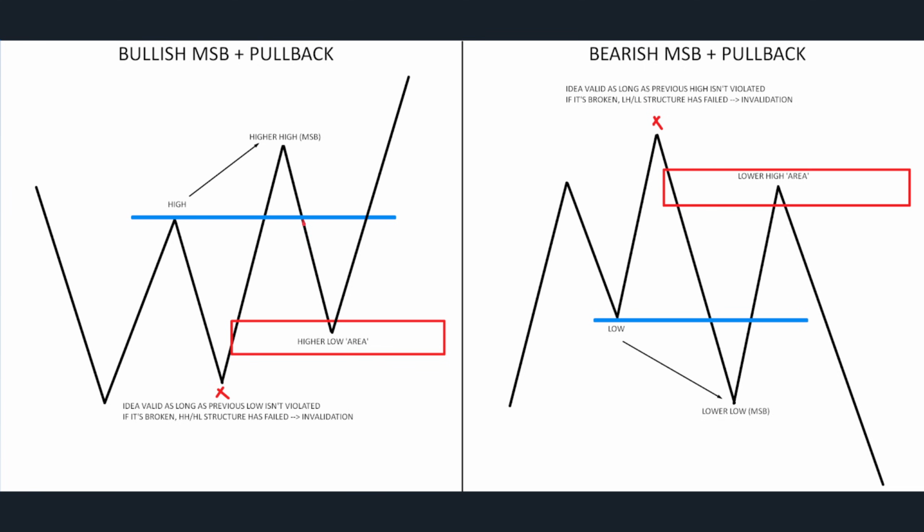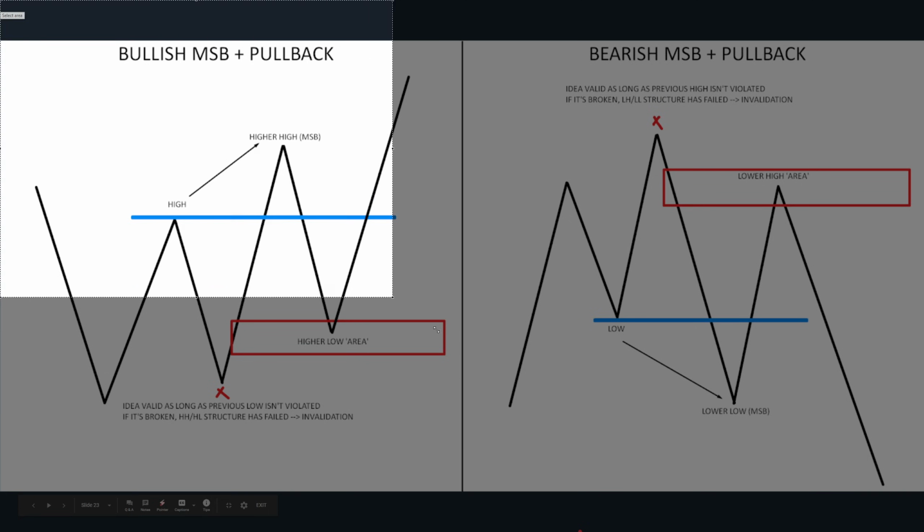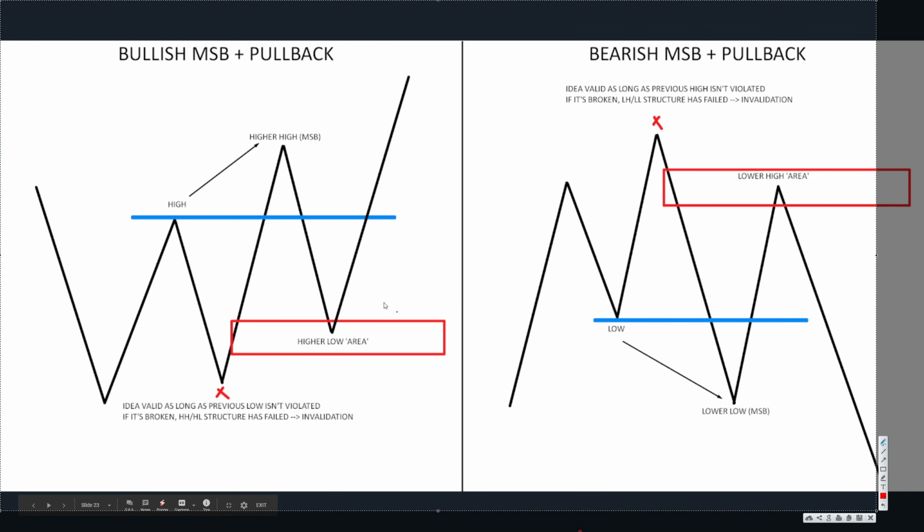Is that a reason to think that the market is bearish, or that this higher high in the break in market structure has been neutralized? I mean, the answer is no. It's still bullish as long as a higher low forms. And the valid area for that higher low to form is anywhere as long as it doesn't make a lower low. So we're left with a lot of space.